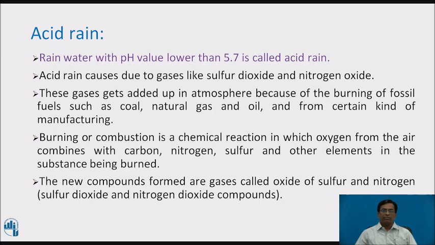Acid rain. Rainwater with a pH value lower than 5.7 is called acid rain. Acid rain is caused by gases like sulfur dioxide and nitrogen oxide. These gases get added up in the atmosphere because of the burning of fossil fuels such as coal, natural gas and oil, and from certain kinds of manufacturing processes.